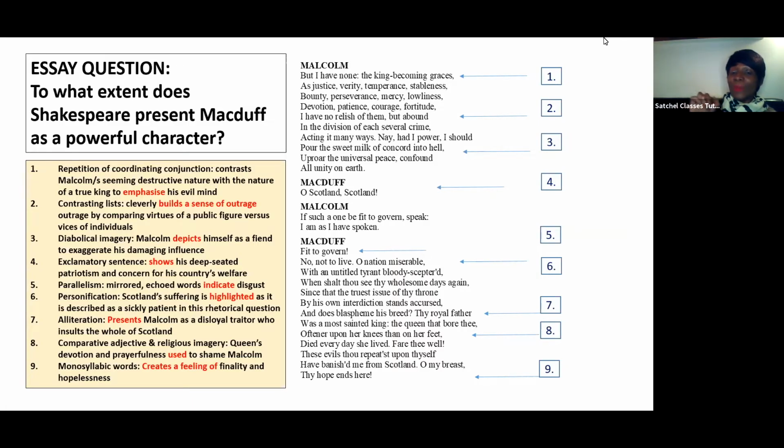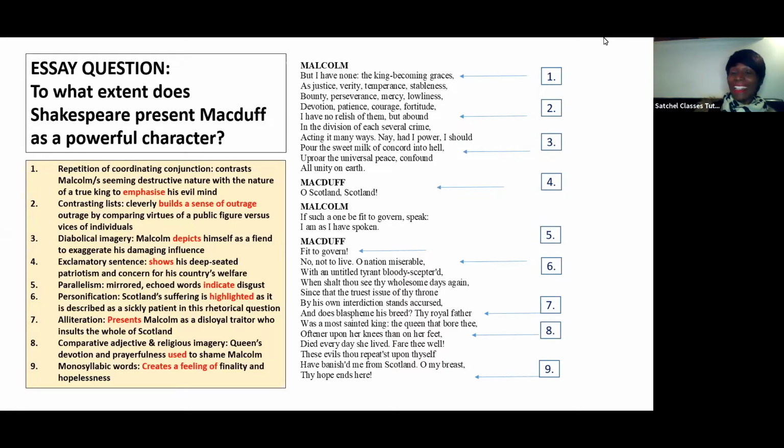However, this is what he says: fare thee well, thy hope ends here. These are monosyllabic words. How many syllables? Fare thee well. One syllable in each word. Thy hope ends here. This is final and this is hopeless. So although he's strong in terms of defending his country and confronting Malcolm without hesitation, he doesn't do anything.